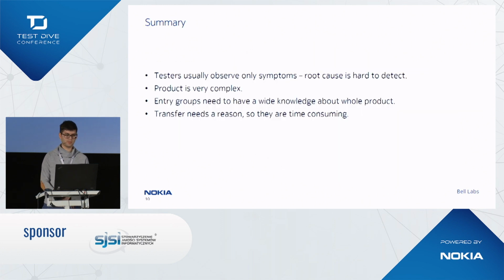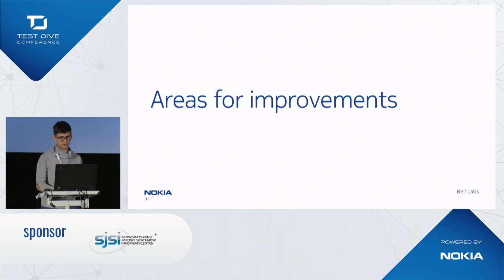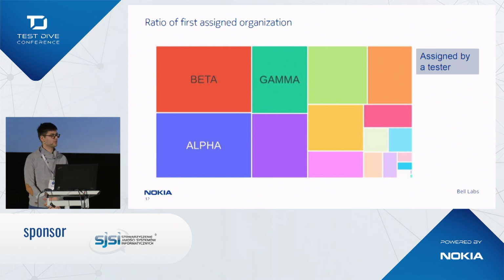Okay, so to summarize this part, a few key sentences. The tester usually sees only the symptoms. The root cause is very hard to detect. The product is very complex, and the job of the entry groups is also very hard because they have to have very wide knowledge about the whole product. And each transfer needs a reason. It's something obvious to have a reason why someone thinks that another group needs to be assigned to investigate, but this is something that needs to be said because it's very time-consuming and so it's costly. You are probably guessing where we can find the areas of improvement. But we will focus here only on the first part, the choosing of the entry group by the testers.